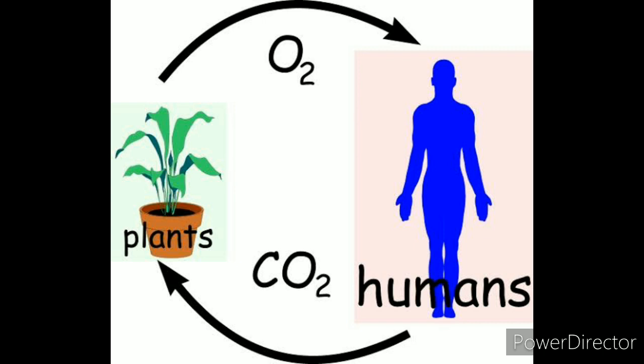Last topic of this chapter is animals and plants depend on each other. Animals and plants depend on each other for survival. Animals need food to eat and oxygen to breathe, right? And plants give animals food and oxygen. Plants need carbon dioxide to prepare food. Animals breathe out carbon dioxide, and this is used by plants. So plants and animals depend on each other, and it gives a balance in nature.